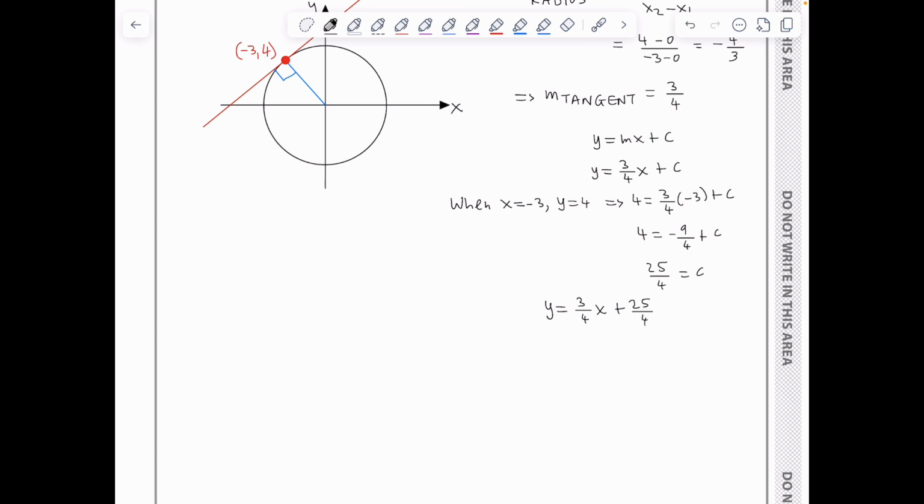Now Alex is claiming that when x is -8, y is 0. So let's check this. When x is -8, we've got that y = (3/4)(-8) + 25/4. This gives an answer for y which is equal to a quarter, which is of course not equal to 0 as Alex claims, and therefore we conclude that Alex is wrong.